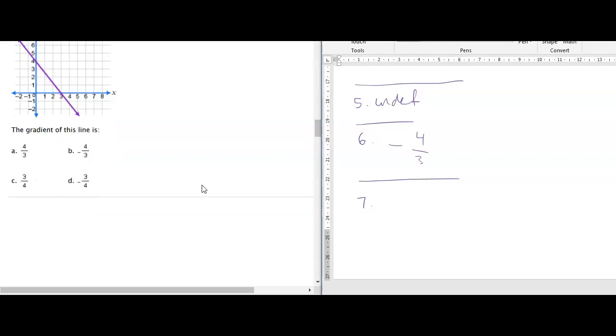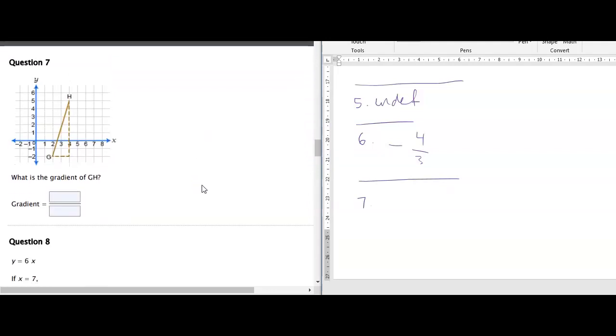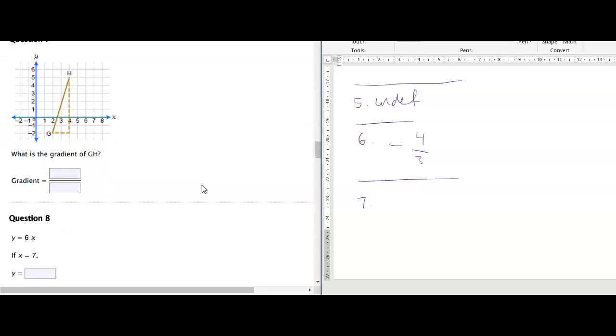All right, question 7. What is the gradient of GH? So that just means the line connecting G and H. It's a weird way of saying it, but it's okay. So how many are we going up by? So we're going from -2 to 5. So the difference between -2 and 5 is 7.